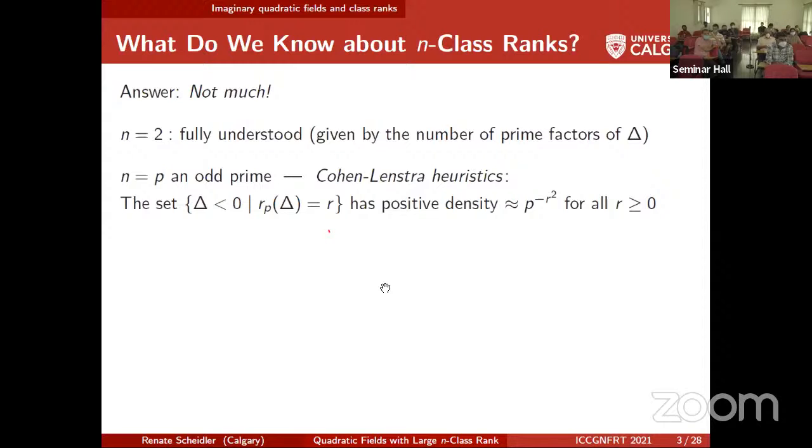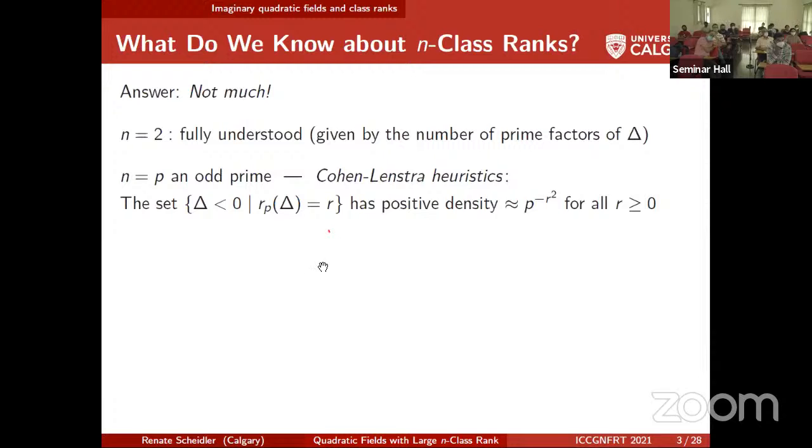Now, when n is an odd prime, we have the Cohen-Lenstra heuristics. This is a heuristic. This is not proved. And it predicts that the set of negative fundamental discriminants such that the p class rank for an odd prime p is equal to a given integer r has positive density. And this density is essentially more or less p to the minus r squared. So you see here already as r, the p rank, grows, or as p grows, this number gets very, very small. So these things are pretty rare.